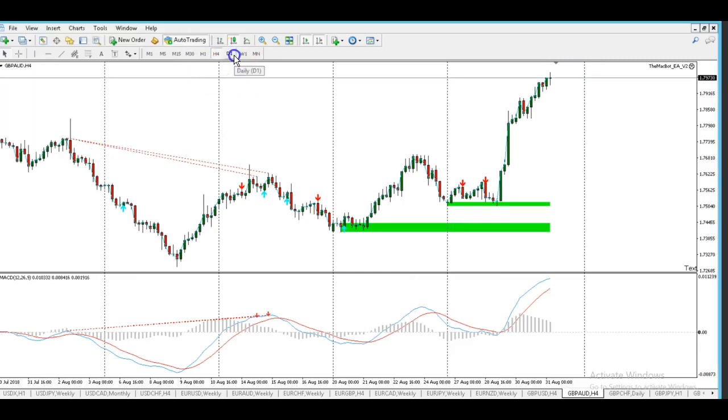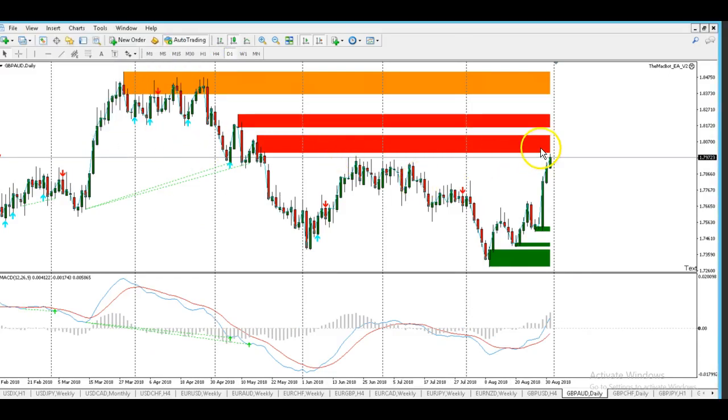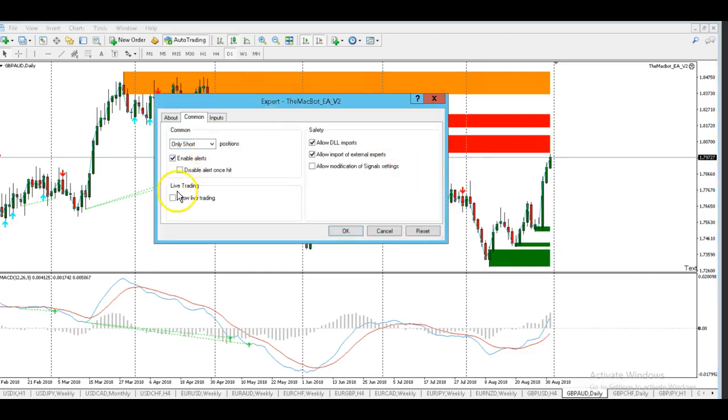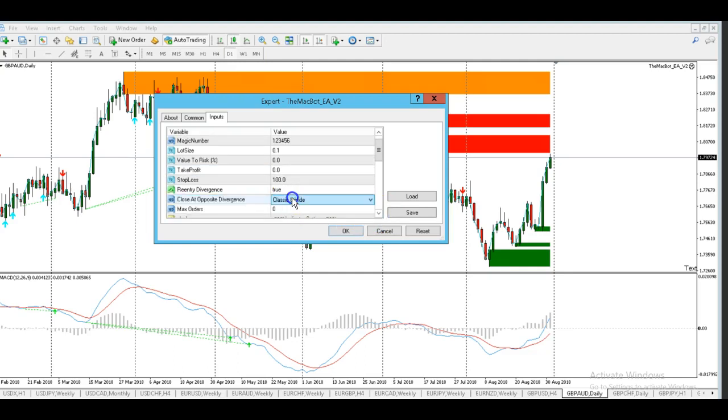So this is actually a nice day trade, and the robot might actually take it when we load it here. So I'm going to say 100 pip stop loss. Go to properties. We're only short. We'll go to allow live trading. We'll go to inputs. Okay, so let's do a stop loss of 100 pips, and take profit will be 0. Close at opposite.